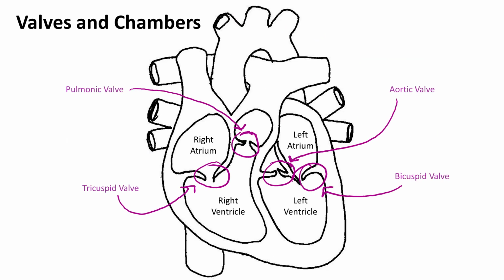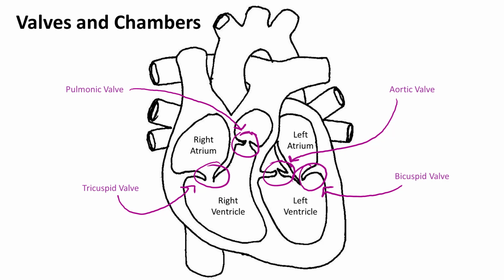As far as the valves and the chambers, there's going to be 4 heart valves and there's going to be 4 chambers. So we already talked about the right atrium and right ventricle and the left atrium and left ventricle, so that just leaves the valves. The atrioventricular valves are going to be the valves that are between the atrium and the ventricle. So there's 2 different sides. There is the tricuspid valve and the mitral valve or bicuspid valve. They are named as such because the tricuspid valve has 3 cusps and the bicuspid valve only has 2.